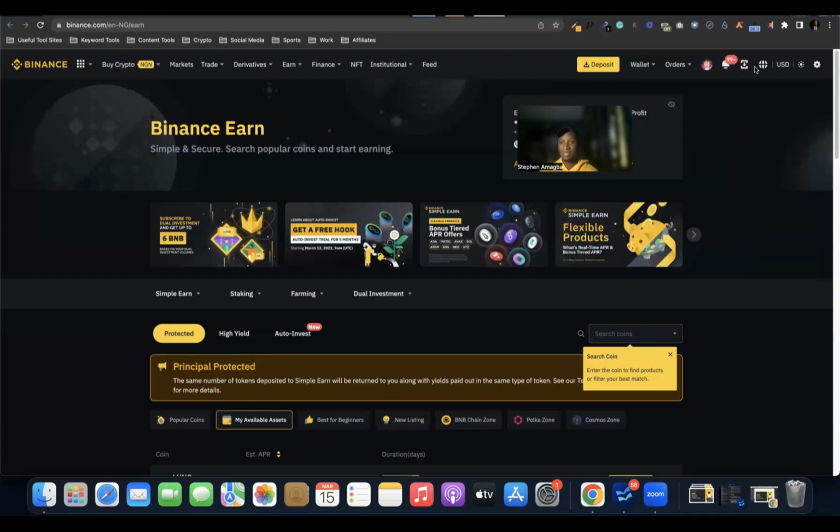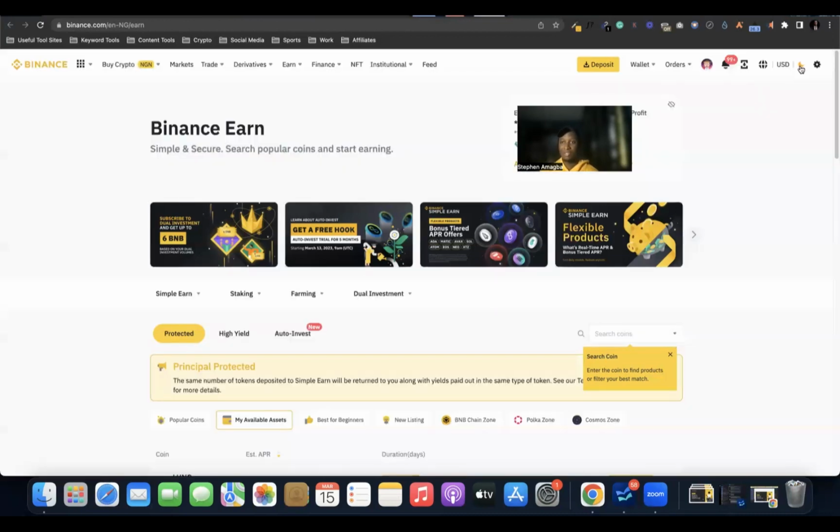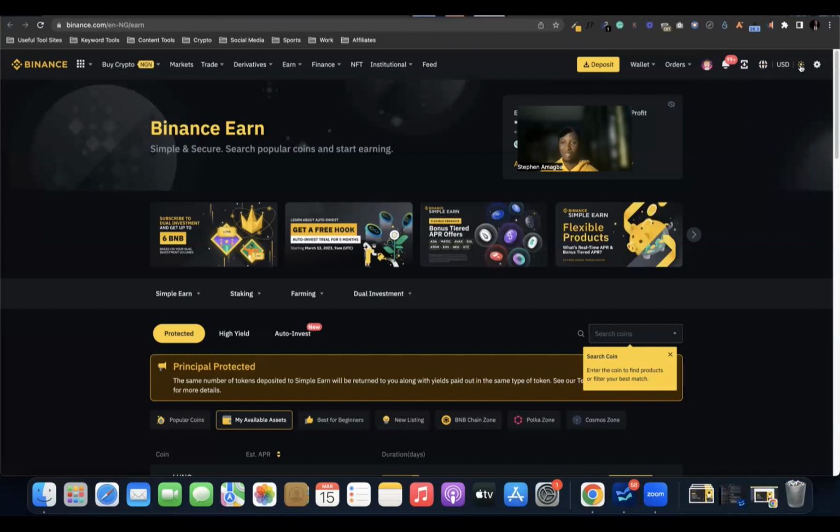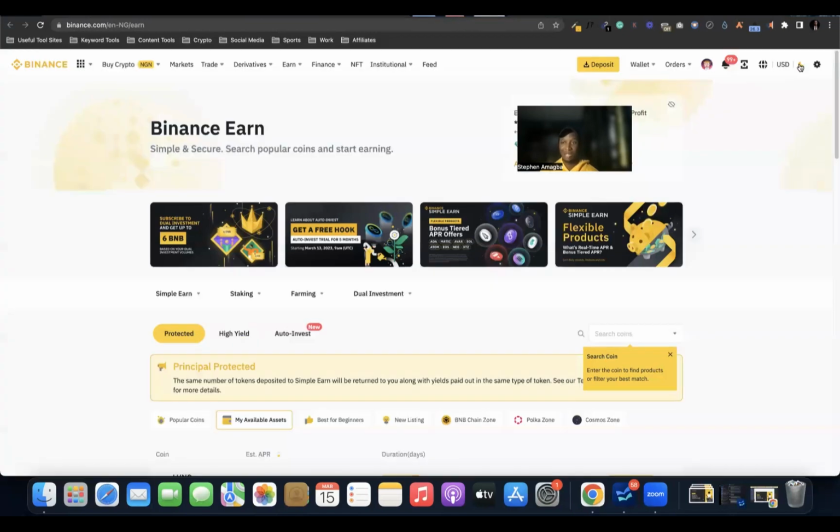So that's basically it. Here is where you get to change your language, here is where you get to change your currency, and here is where you get to change your mode. I like using dark mode for the most part, but if you like using light mode, this is where you can change it.